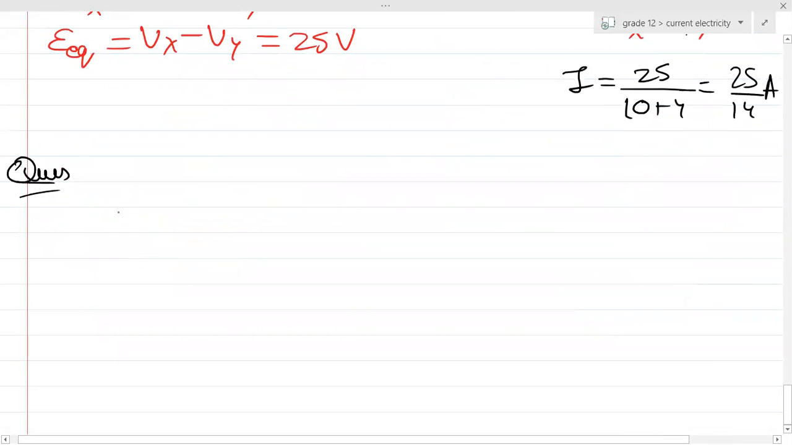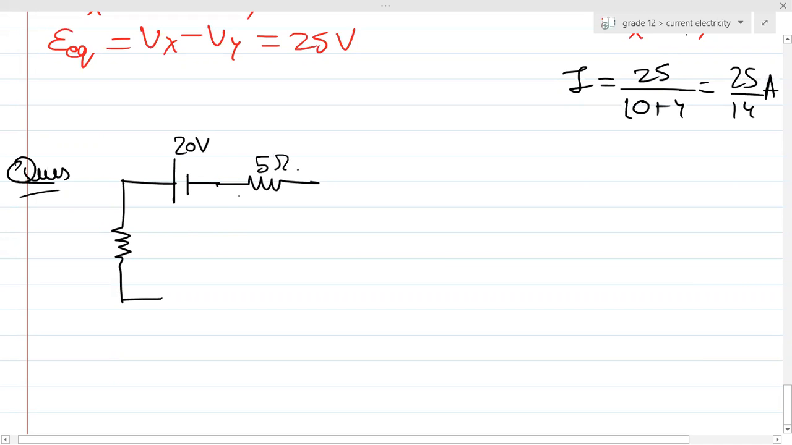Does anyone remember the maximum power transfer theorem? When is maximum power transferred from a battery to an external resistor? When external resistance is equal to the internal resistance of the battery. Yeah, that was the maximum power transfer theorem. Maximum power is transferred to an external resistor basically when the internal resistance of the battery and the external resistance are equal.